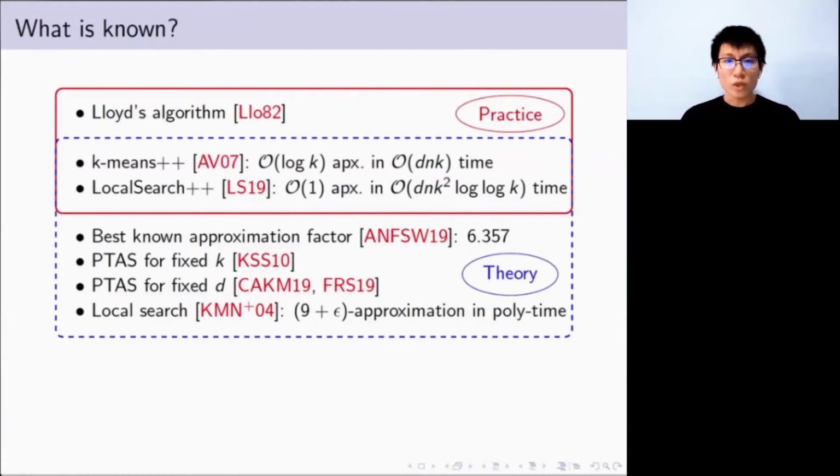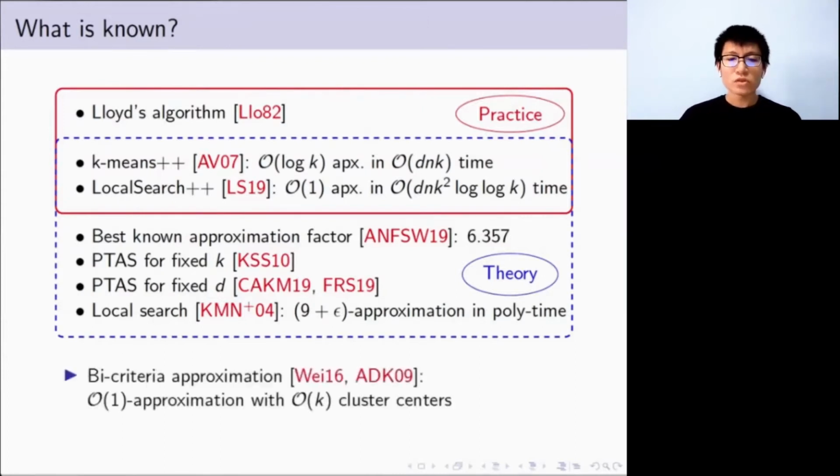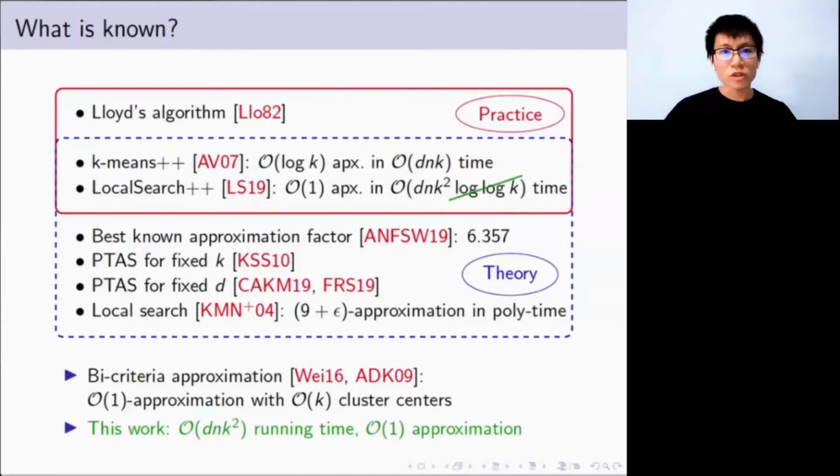We also have something called LocalSearch plus plus by Lattanzi and Sohler, which uses a constant approximation with just a bit more overhead running time. There is also a bicriteria approximation result that says that one can get a constant approximation to the optimum cost of k centers if one is allowed to use a constant factor more centers. In this work, we answer an open question posed by the authors of LocalSearch plus plus by improving the analysis of LocalSearch plus plus. We show that the log k factor in the running time can be shaved off.